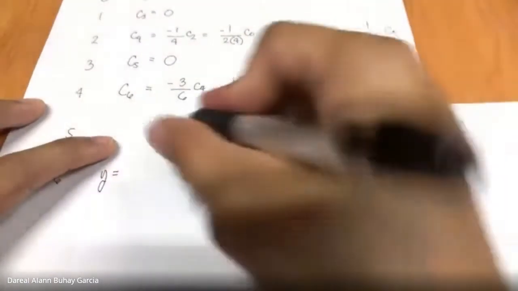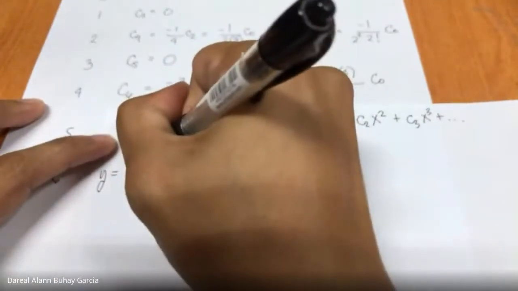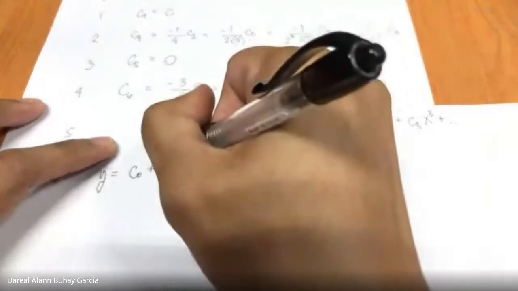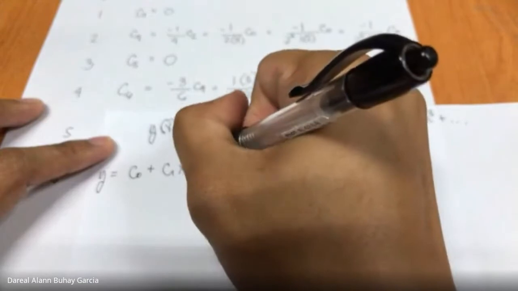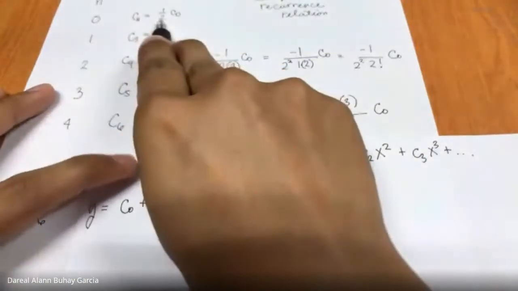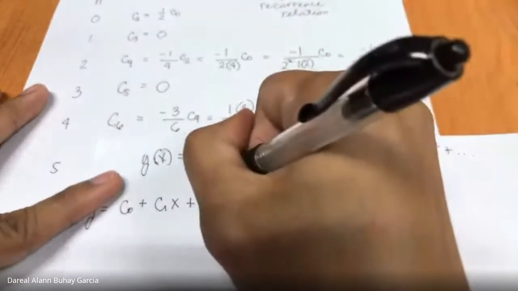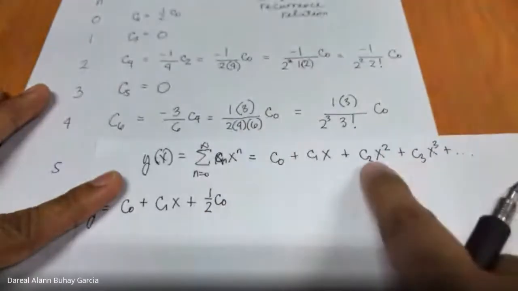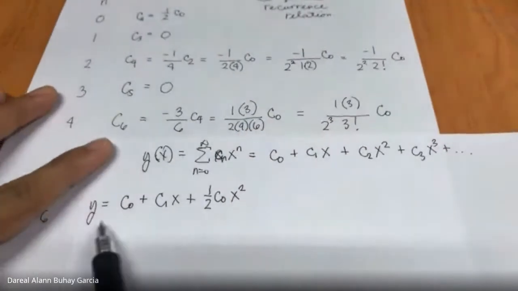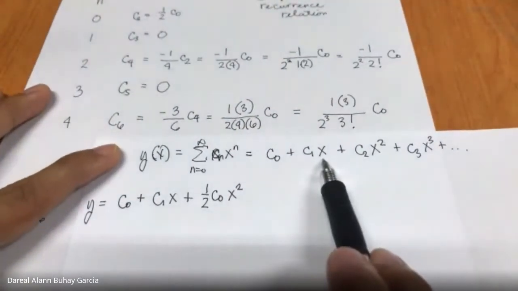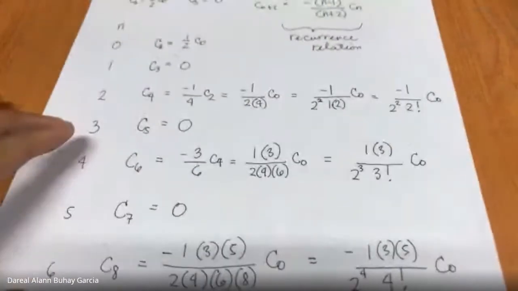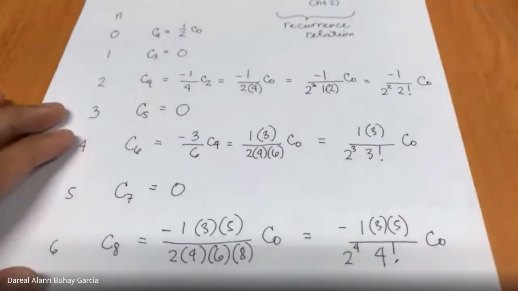So that is the pattern that emerged. So, back to here. Okay. C sub 0 plus C sub 1 times X plus C sub 2. What is C sub 2? 1/2 C sub 0. That is C sub 2 times X squared. So this is the final answer already. Don't forget the x's: x, x squared, x cubed. The pattern we performed is just finding the coefficients.